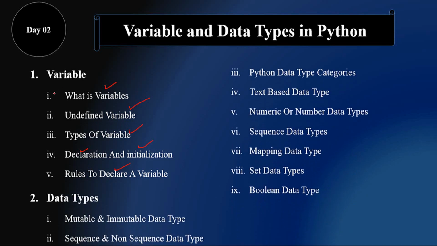The next section is data types. In the data types section you will learn about the basics of data types, and then what mutable and immutable types of data are, sequence and non-sequence data types, and Python data type categories, for example text-based, numeric or number data types, sequence data types, mapping data type, set data type, and boolean data type.